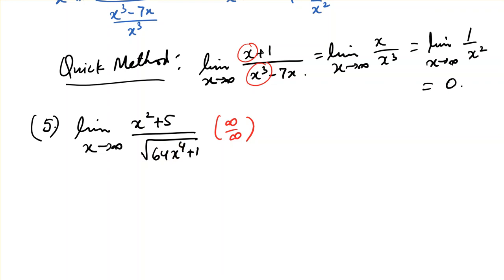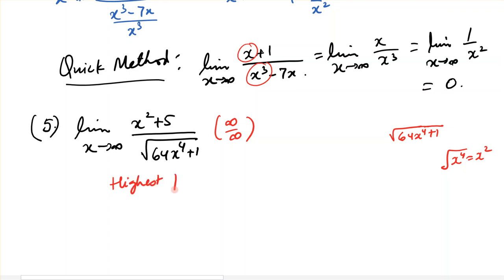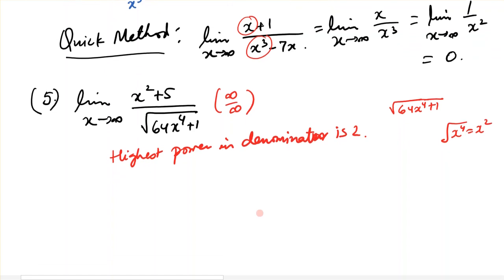In this case, you have to be careful. Think about what is the highest power in the denominator. We have the square root of 64x to the 4 plus 1. Essentially, you take the square root of x to the power 4 and think about what the value is. It's x squared. So the highest power in the denominator is 2, right? So x squared. We're going to divide with that power.